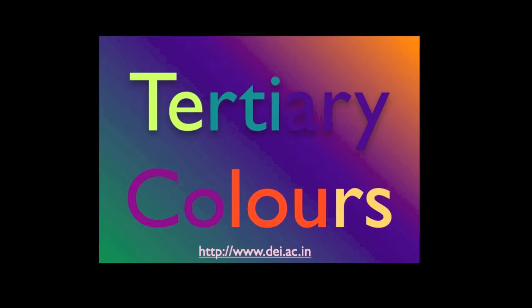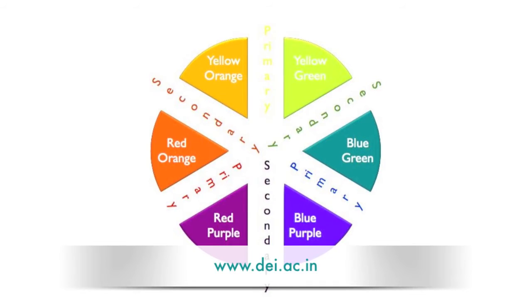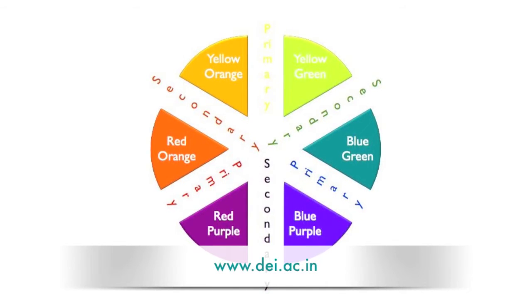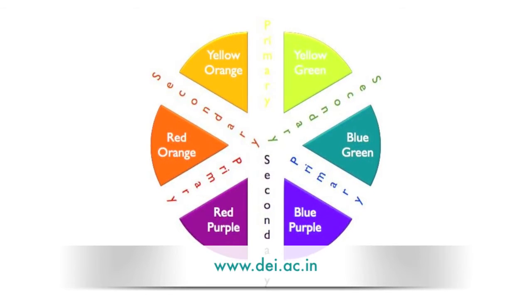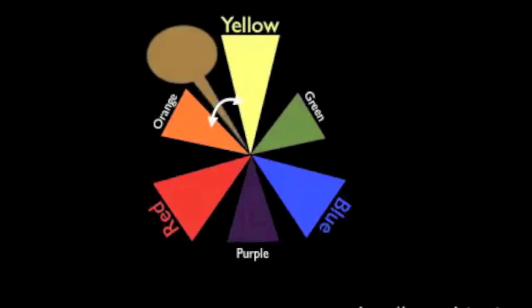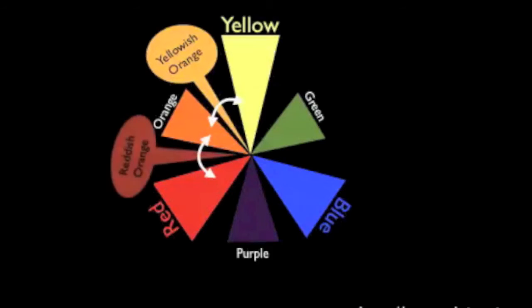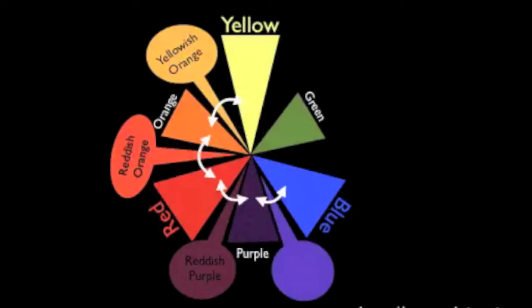Tertiary colors: yellow orange, red orange, red purple, purple blue, blue green, and yellow green. These are the colors formed by mixing one primary and one secondary color. That's pretty simple. We just had three colors, and then out of those three colors we got another three colors, which were the secondary. And out of those we got another six. Those were the tertiary. So in all, we got 12 colors in our color wheel.